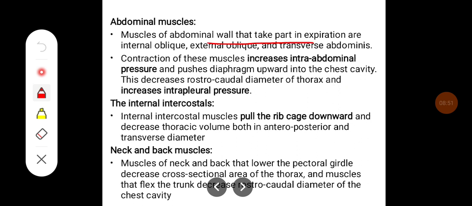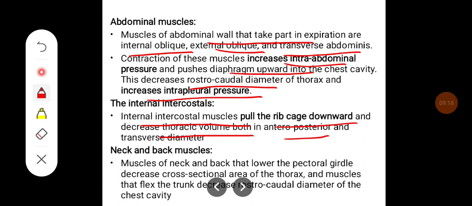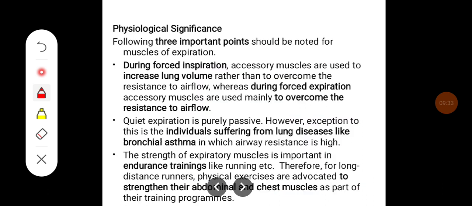The muscles of the abdominal wall that take part in expiration are internal oblique, external oblique, and transverse abdominis. Contraction of these muscles increases intra-abdominal pressure and pushes the diaphragm upward into the chest cavity. This decreases the rostro-caudal diameter of the thorax and increases the intrapleural pressure. The internal intercostal muscles pull the rib cage downward and decrease thoracic volume in both antero-posterior and transverse diameter. The muscles of the neck and back that lower the pectoral girdle decrease the cross-sectional area of the thorax, and muscles that flex the trunk decrease the rostro-caudal diameter of the chest cavity.